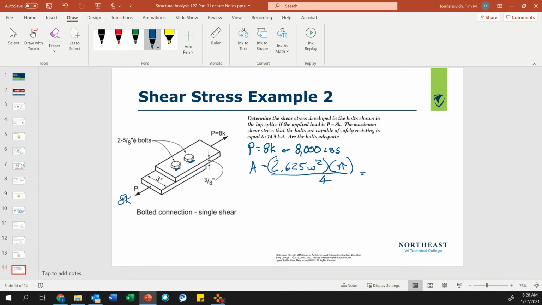So 2.625 squared times pi divided by 4, and I get 5.41 square inches per bolt. Okay?